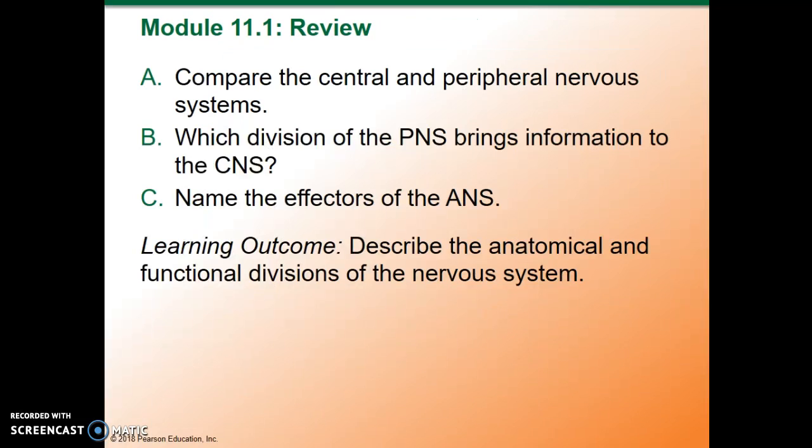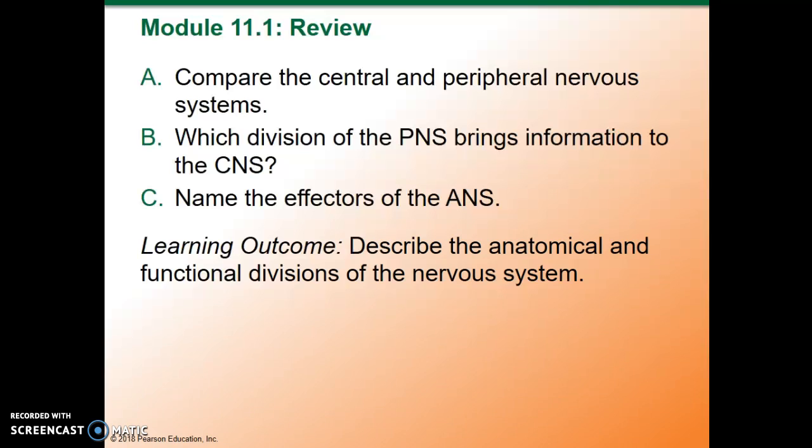So in this section, you need to be able to compare and contrast the central and peripheral nervous system. Central nervous system is the brain and spinal cord, and peripheral nervous system is all the nervous tissue outside that brain and spinal cord. Which division of the peripheral nervous system brings information to the central nervous system? That would be the sensory or afferent division.